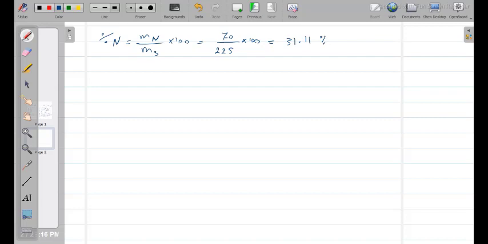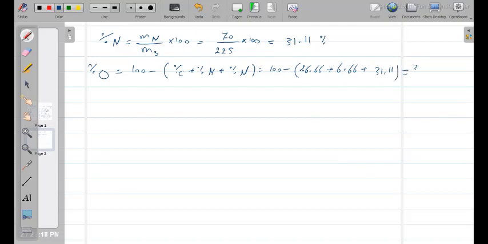31.11%. Now for oxygen, percent by mass of oxygen equal 100 minus percent carbon plus percent hydrogen plus percent nitrogen, equal 100 minus 26.66 plus 6.66 plus 31.11, equal 35.57%. This is part 1, the percent by mass for each element.